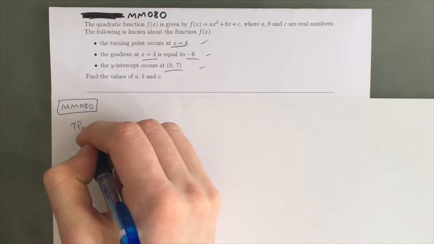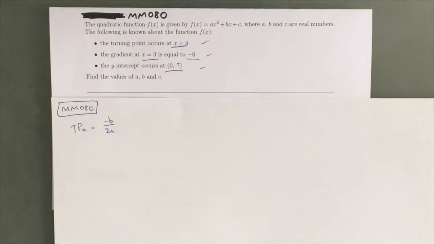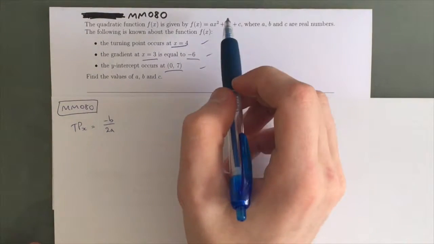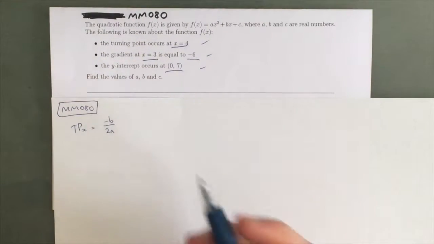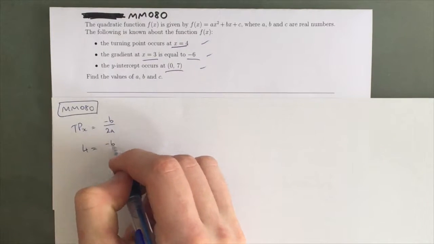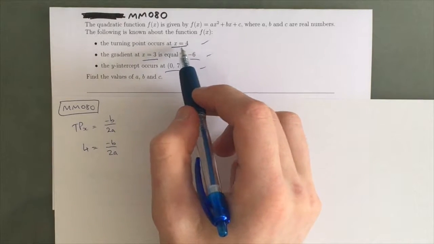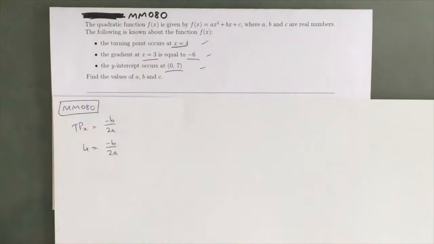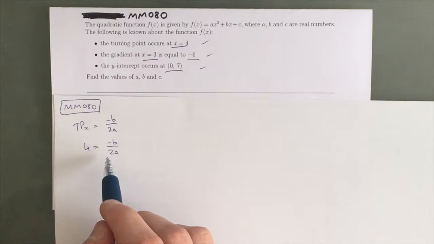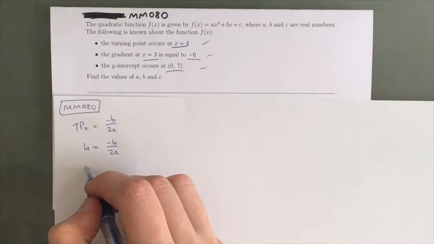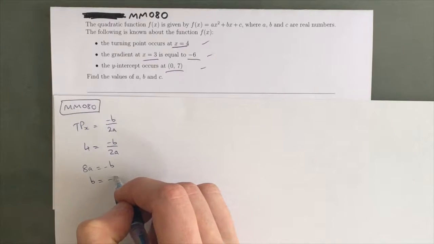So I like to use the turning point formula, which is the x value of the turning point is equal to negative b on 2a, which is convenient because they've used the same coefficients here, a and b. And we know that the turning point occurs at x equals 4, which means that 4 is equal to negative b on 2a. So all we've done is just replace this TP x with the x value, which is 4. So now we want to get one of these terms in terms of the other. So we times both sides by 2a, which gives us 8a equals negative b, which gives b equals negative 8a.